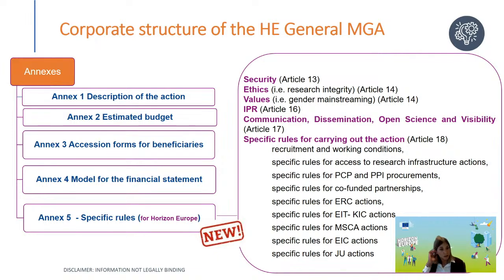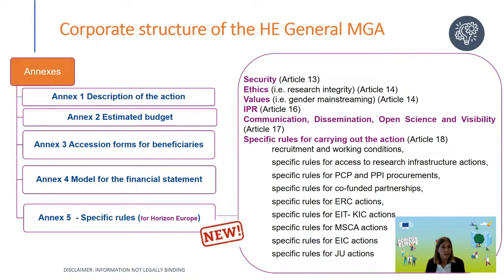Annex 4 is the model for the financial statement. This is relevant for the time when you will have to declare your costs at the end of the reporting period. It is a model that is filled in online. You will have to indicate the costs that you have incurred in the reporting period, and you have to claim them under the relevant cost category.